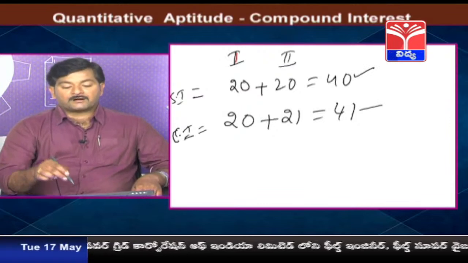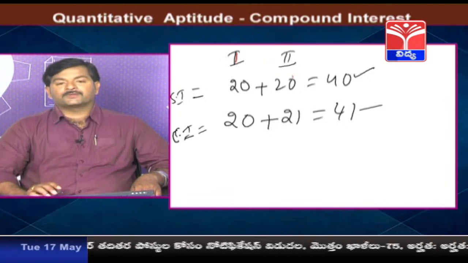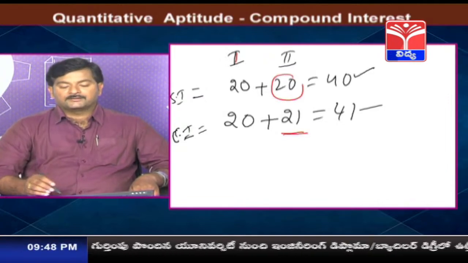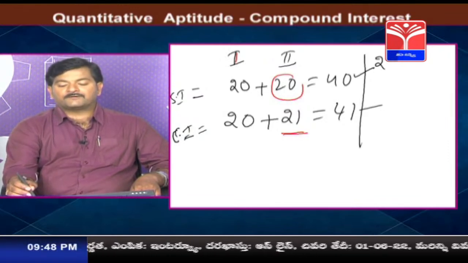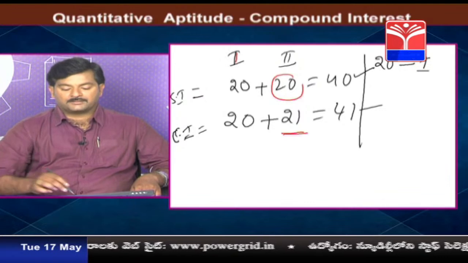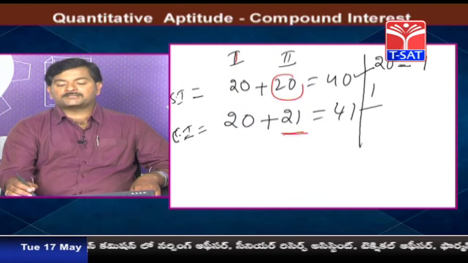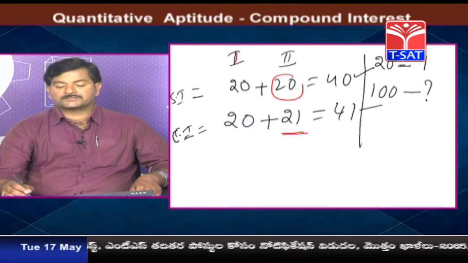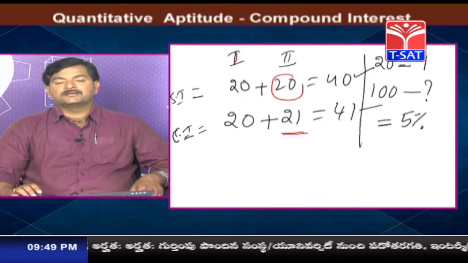See, for the second year, on this 20 rupees, how much extra am I getting? 1 rupee extra. So first we can find the rate of interest. On 20 rupees for 1 year I am getting 1 rupee interest. I repeat, on 20 rupees I get 1 rupee interest. For 100 rupees how much interest will I get, because rate of interest is for every 100 rupees. Simplification, 20 fives are 100. Rate of interest is 5%.